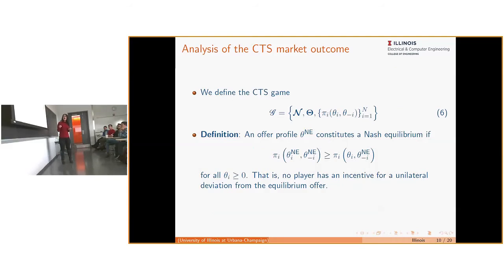And what we are after is to find an offer profile, theta Nash, that constitutes a Nash equilibrium of the game, in the sense that at that profile, the payoff of every player is maximized given the actions of the other players. Or in other words, at that theta Nash, none of the players has any incentive for a unilateral deviation.